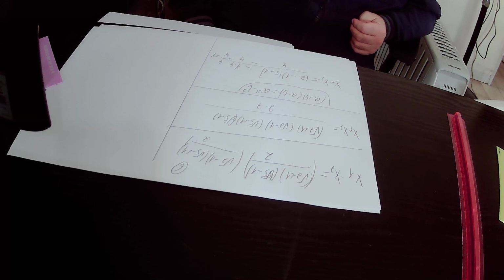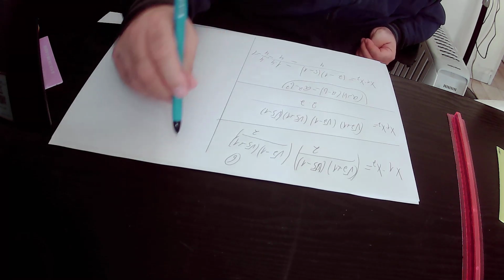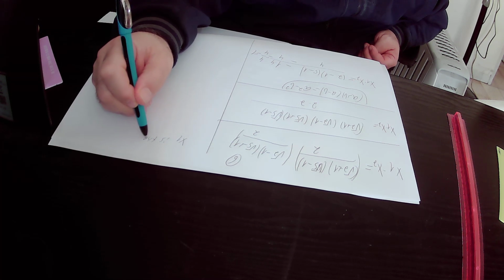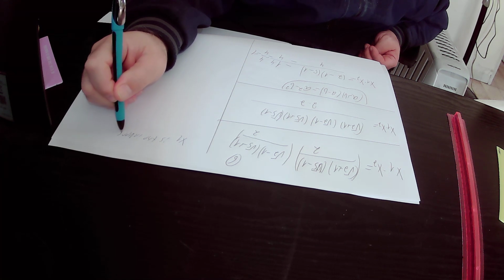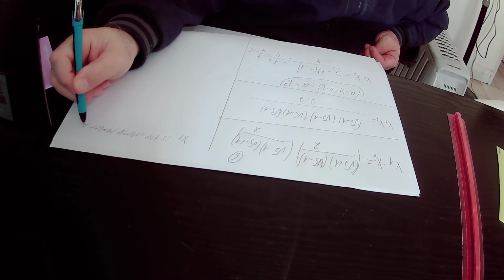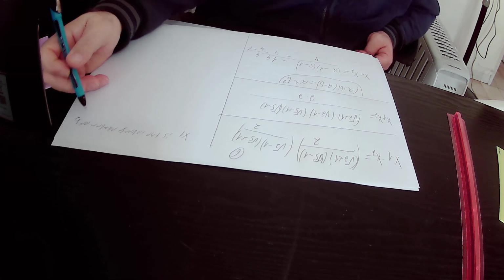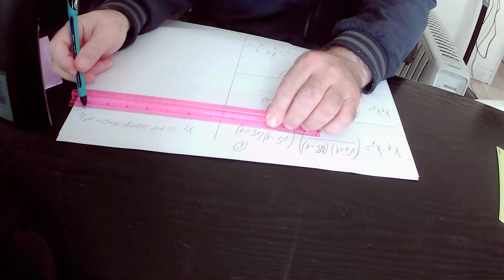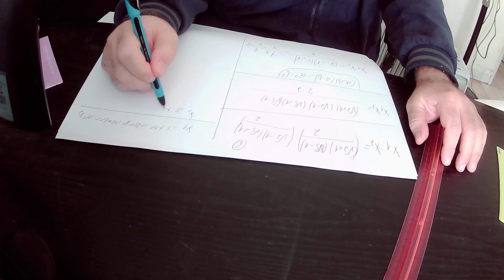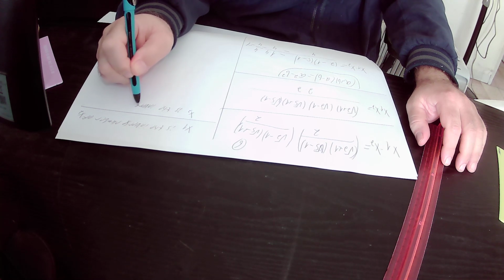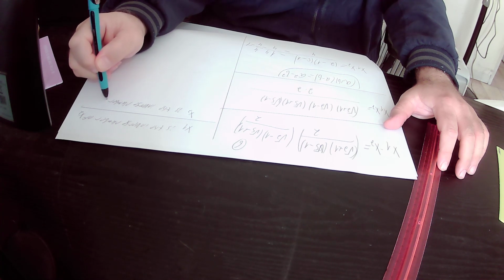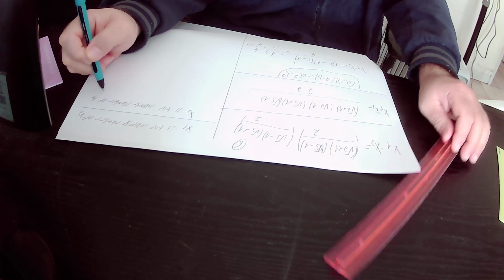Therefore, we can write down that x1 is the inverse number of x2, and the opposite is also true. x2 is the inverse number of x1. Okay?